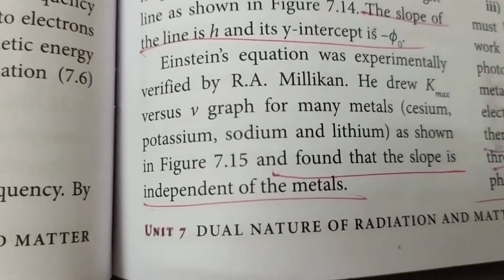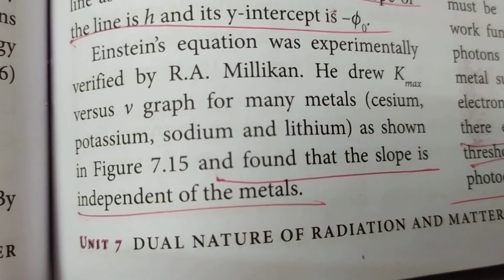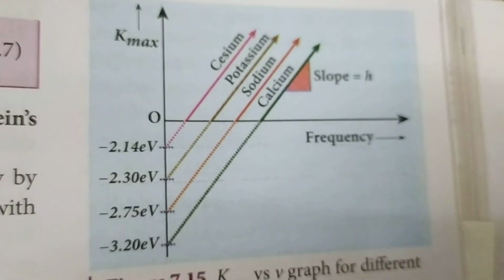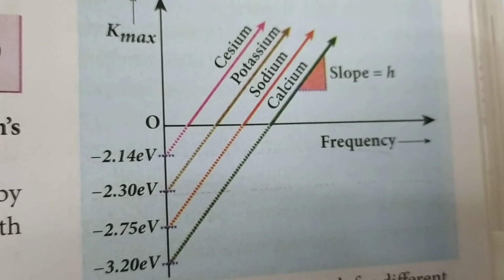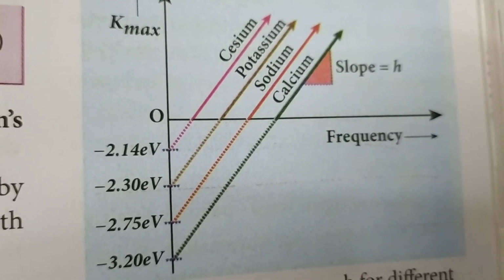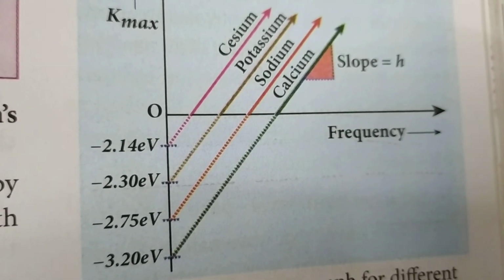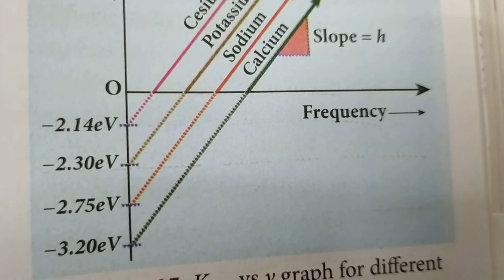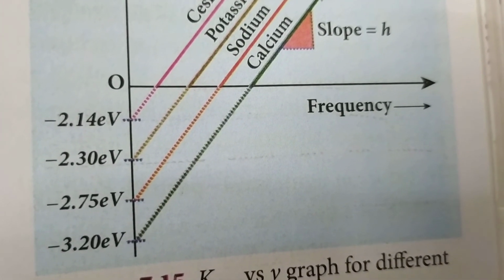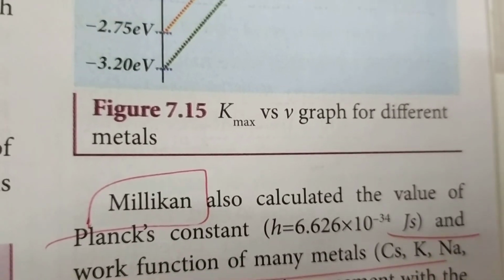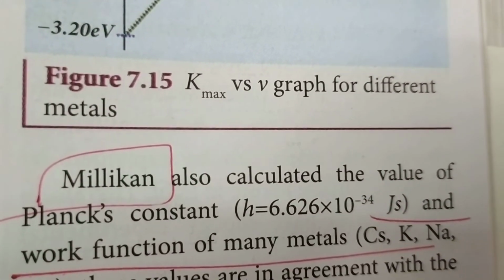And you know phi naught is the work function. So we are going to find out that the slope is independent of the metals. When you see this diagram, we have calcium, sodium, potassium, cesium, etc. The slope remains constant. Whatever the type of metal, the slope h is always a constant, but h nu naught will vary. That is, the energy will vary. And this was concluded by Millikan.